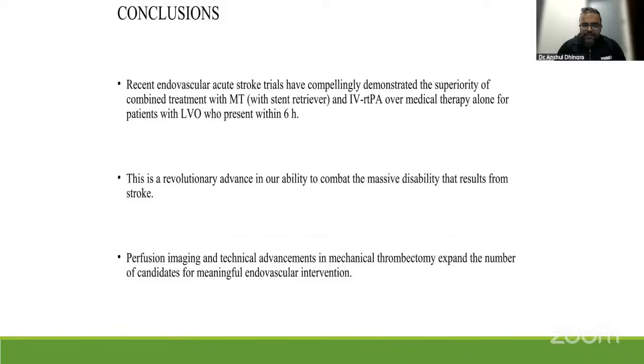So the conclusion is that recent endovascular acute stroke trials have compellingly demonstrated the superiority of combined treatment with mechanical thrombectomy and IV rtPA over medical therapy alone for patients with large vessel stroke who present within 6 hours. There is a revolutionary advance in our ability to combat the massive disability that results from stroke. Perfusion imaging and technical advances in mechanical thrombectomy expand the number of candidates for meaningful endovascular intervention.